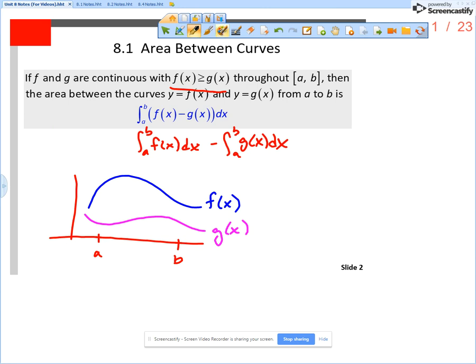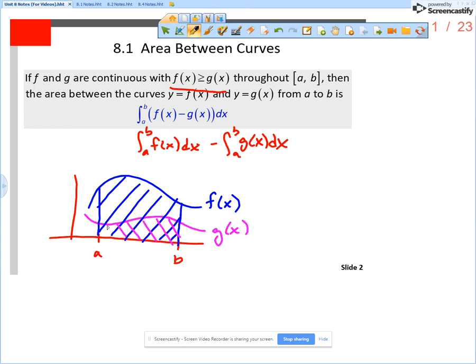So that would mean that I'm looking at this area, right? So I'm going to draw it like this. That's what that integral represents. Now, what about the integral from a to b of g of x? Well, that would just represent this area.